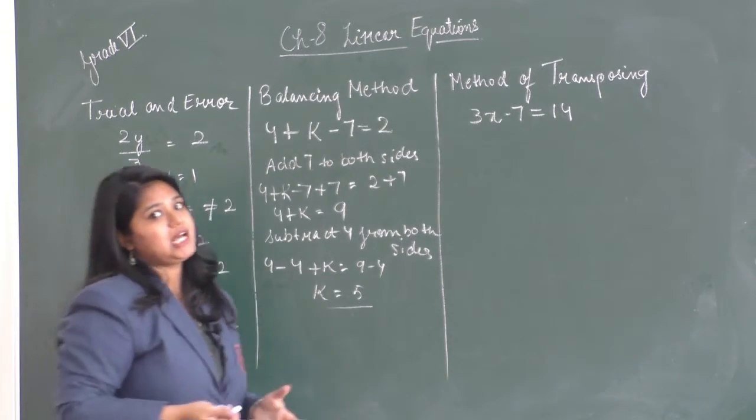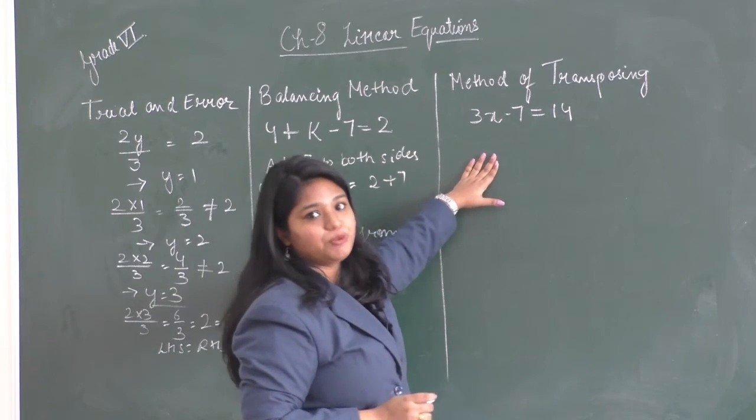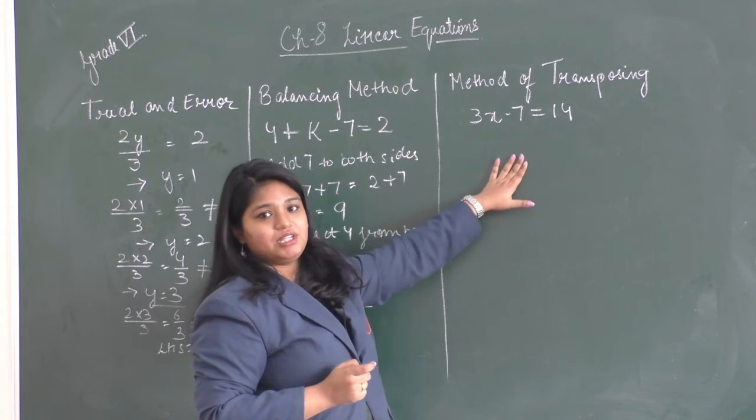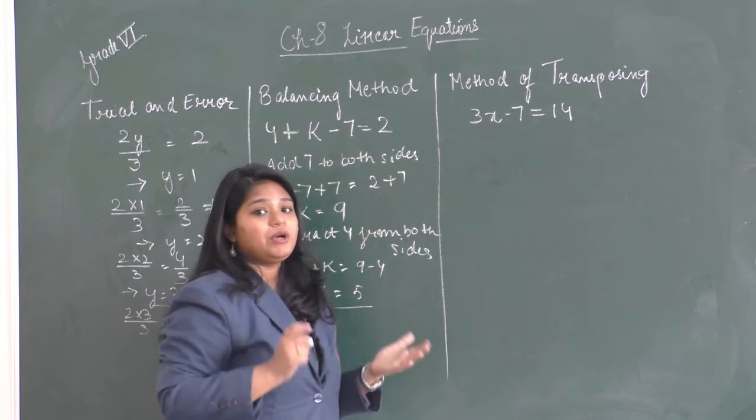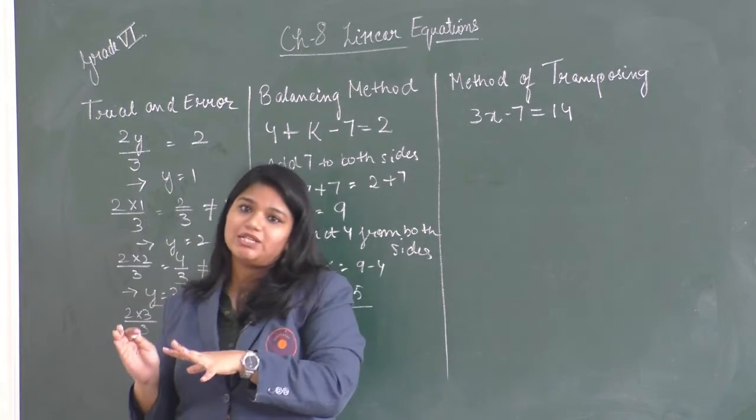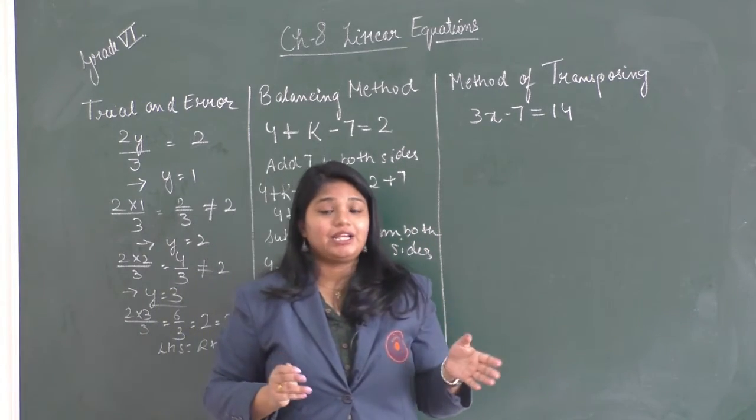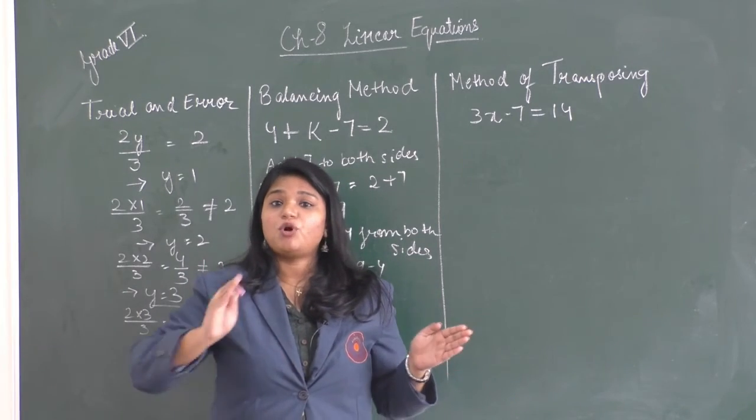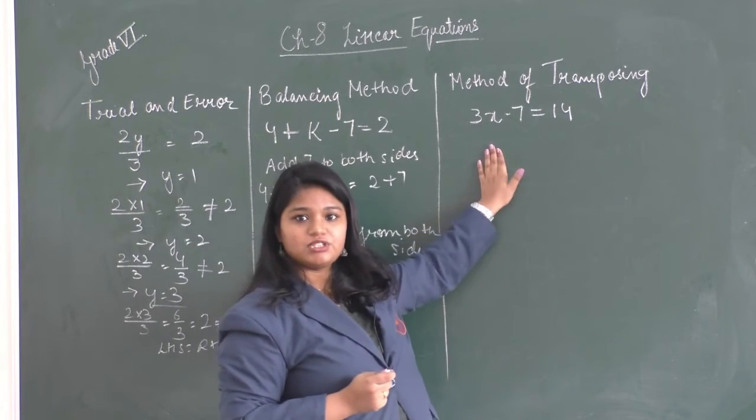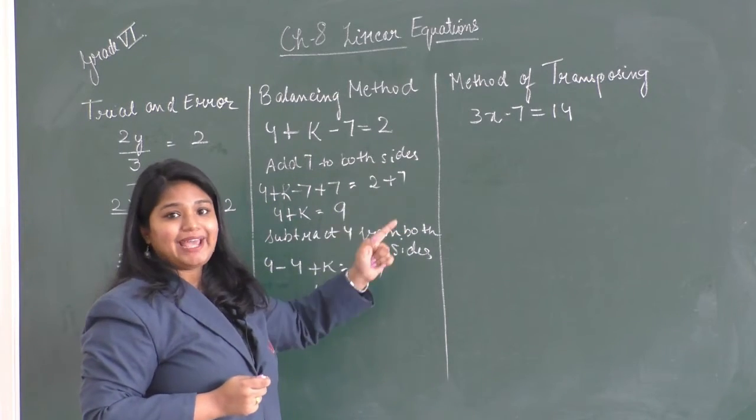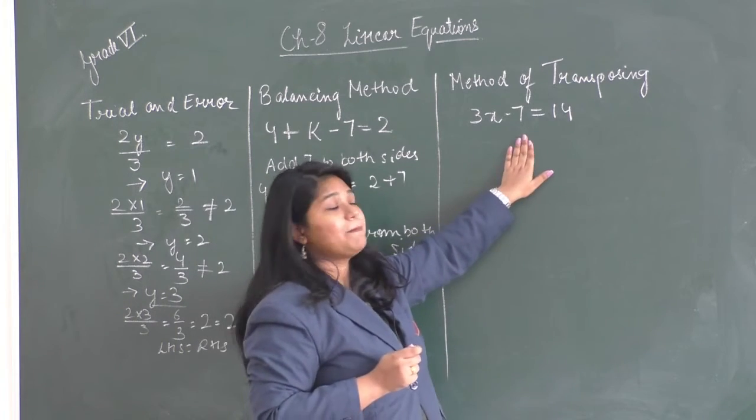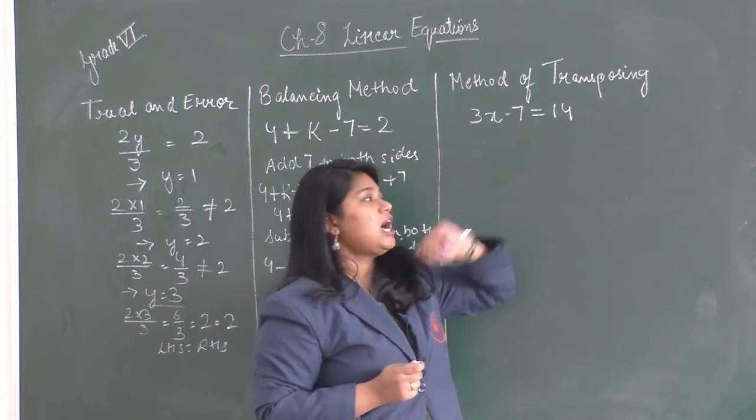Now let's talk about the last method, that is the method of transposing. So here we have an equation 3x minus 7 is equal to 14. Now in the transposing method, we transpose the variables or the numbers from one side of the equation to the other side. And when you are transposing them, you also change the operation sign. So let's solve this question. So we have 3x minus 7 is equal to 14.